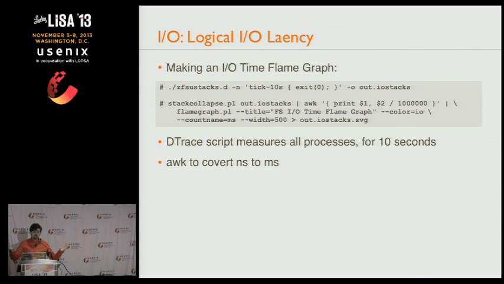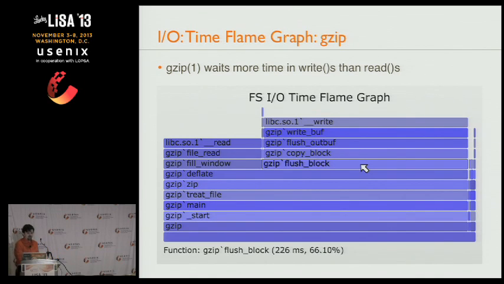And then I can turn that into a flame graph, and I'm customizing the title. I'm actually using a little bit of awk this time because my profile data is in nanoseconds, and I'd rather it printed it in milliseconds. Just as a demonstration of why it's nice to have this at the pipe, because we can just throw things in to customize the flame graphs. And so there's the file system I/O time flame graph for gzip. Gzip waits more time in writes than it does in reads.